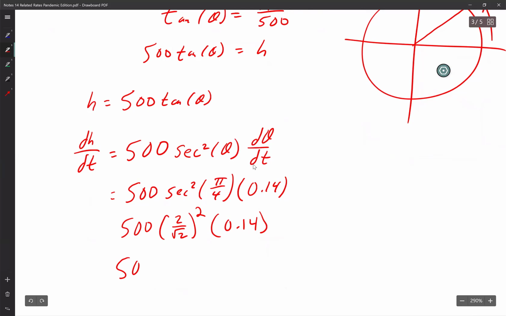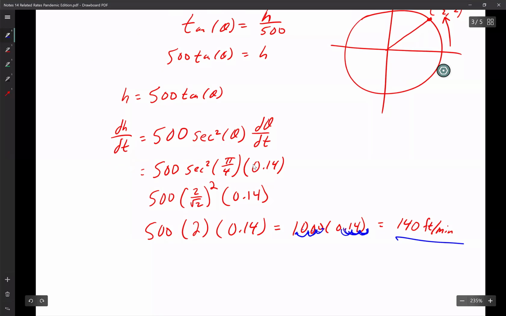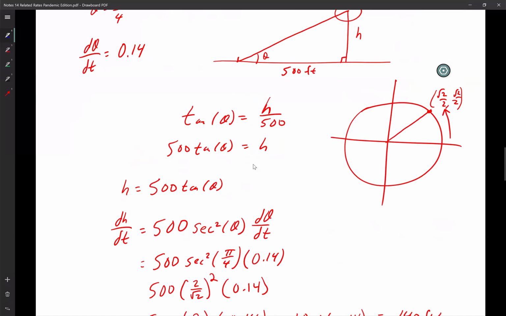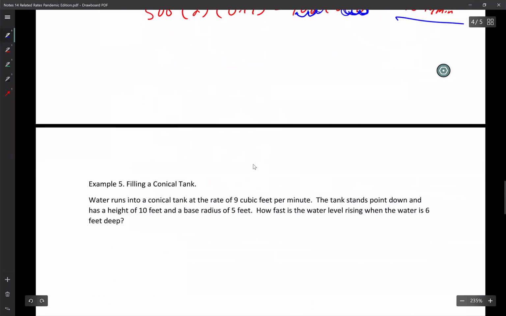So let's see, 500 times 2 squared is 4. Square root of 2 squared is 2. 4 divided by 2 is 2. So 500 times 2 is 1,000. And then I can just count how many decimals I need to move. 140 feet per minute. Yeah, that sounds about right. Feet per minute. How do we feel? We feel okay? All right. Here we go. This one.